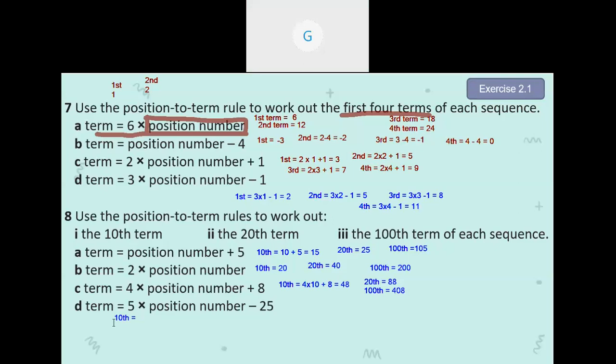25. How many? 25 or 55? I feel like I misheard something. How many will it be for the 10th term? 25. Okay, 25. Good job. For the 20th term, 75. Okay, good job. Now for the 100th term, 475. 475, correct?